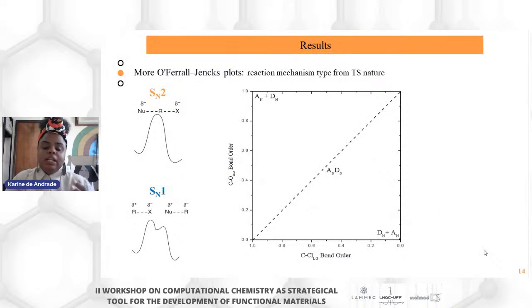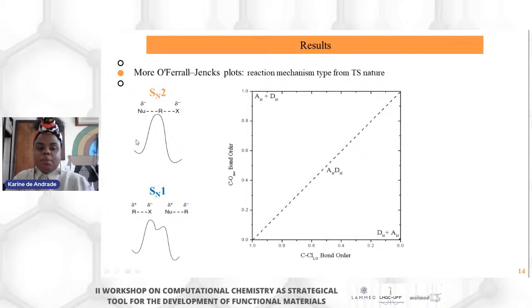Okay. Now, finally, looking at the reaction mechanism type, we use the Marrow-Fairbanks plot, in which we can understand the reaction mechanism from the TS nature. Starting with an SN2 reaction mechanism, in this process, the bond between carbon and leaving group is broken at the same time that the carbon-nucleophile bond is formed. So this is a concerted process in which, once more, the carbon-leaving group bond is broken at the same time that the carbon-nucleophile bond is formed.